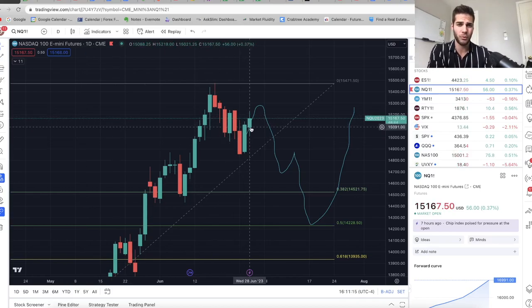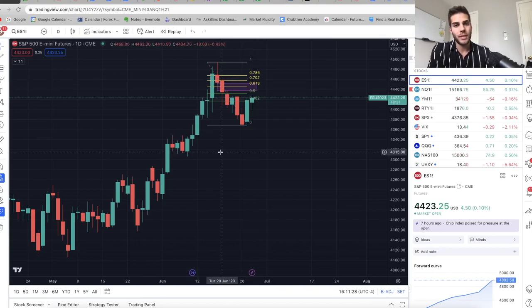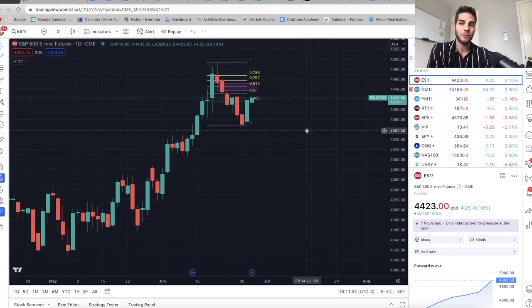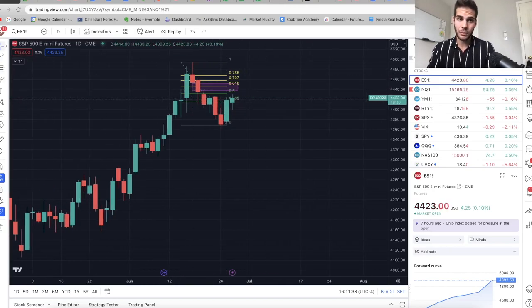So if we do squeeze, the Nasdaq can easily go to 15,300, possibly higher, and ES could easily go to this fair value gap at 4,440 to 4,460. So that's why I'm not in any shorts yet. I'm just watching. Obviously, if we start really breaking down and we don't get that end of quarter rally that I'm anticipating, then I'll get in some shorts. But for now, everything's looking great. This is exactly what I wanted to see.